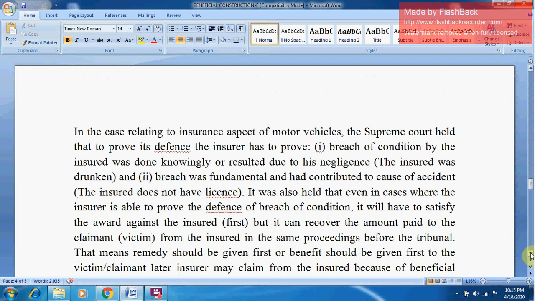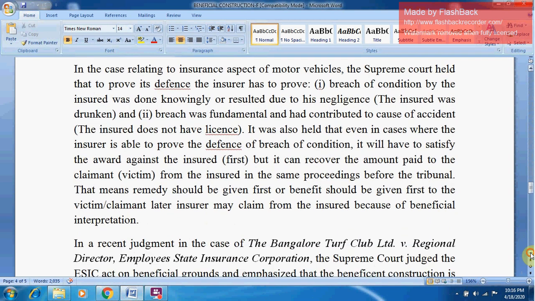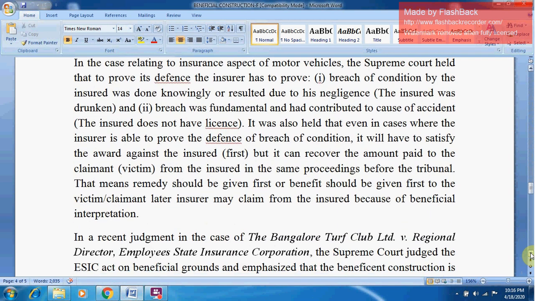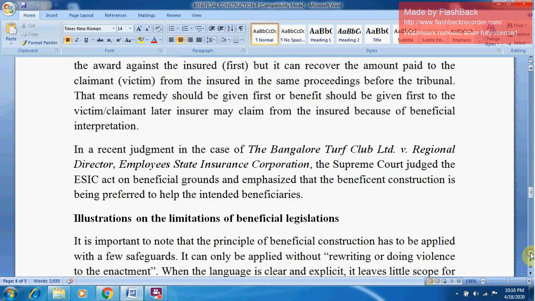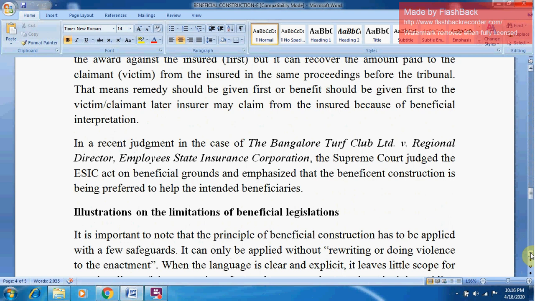It was held that even in cases where the insurer is able to prove the defense of breach of condition, it will have to satisfy the award against the insured first, but it can recover the amount paid to the claimant, that is the victim, from the insured in the same proceeding before the tribunal. That means remedy should be given first, or benefit should be given first, to the victim or claimant. Later, the insurer may claim from the insured because of beneficial interpretation.